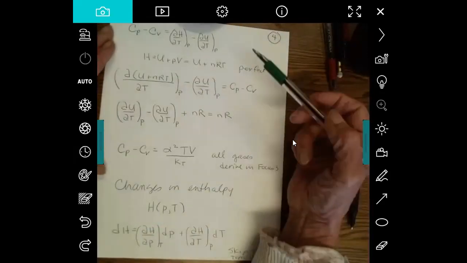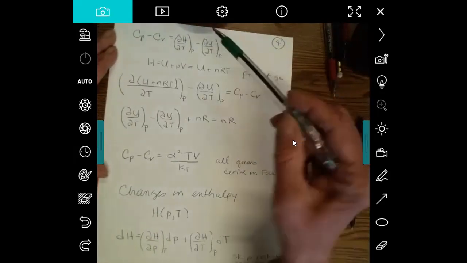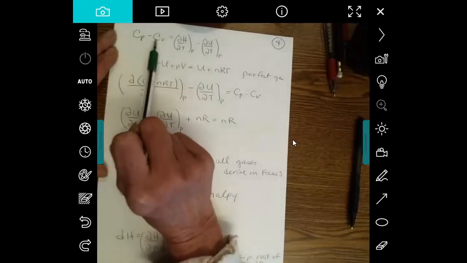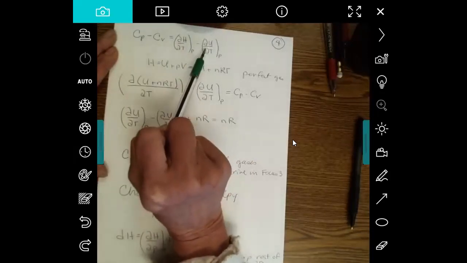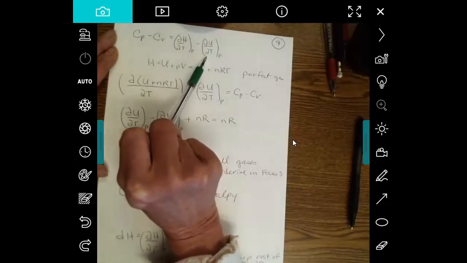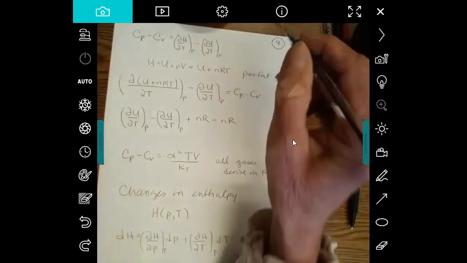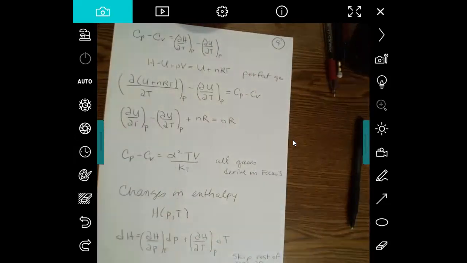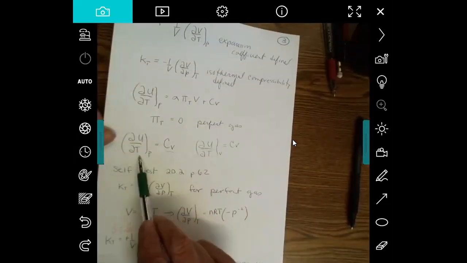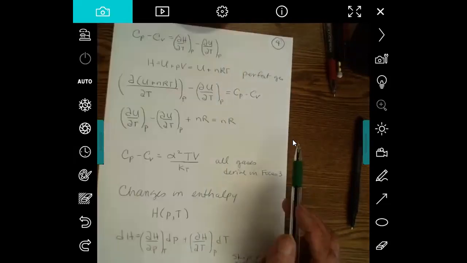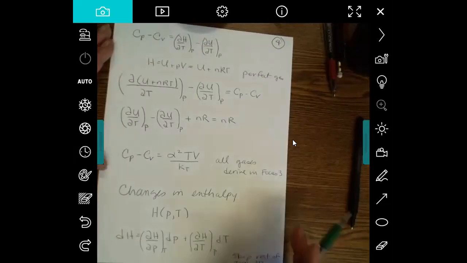Now if we look at how the heat capacities are related for a perfect gas, the difference would be the heat capacity at constant pressure minus the heat capacity at constant volume. That should be a volume, not a P right there. Well, we can have it as a P because we proved here that they're equal to each other. So dU/dT at constant P is equal to C_V as well. I'm going to do that because it will make the calculus easier.